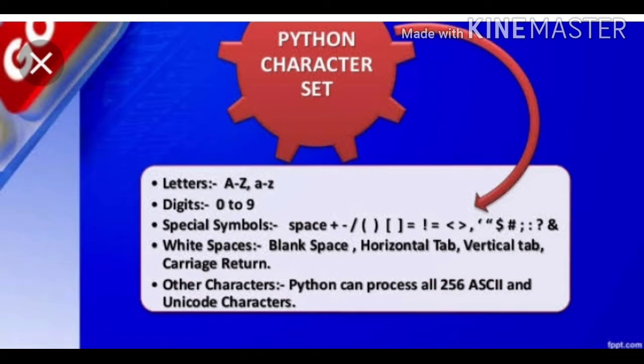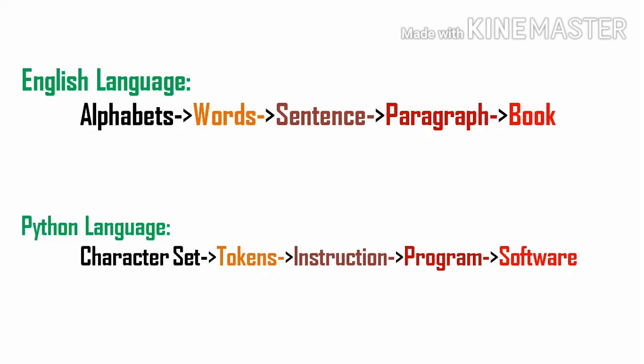Like in the English language, the unit is an alphabet that forms words. A combination of words is a sentence. A combination of sentences is a paragraph. And a combination of paragraphs is a book. Like in the Python language, the unit element is a character set, which forms tokens. The tokens form instructions. Then they go into a program, and a combination of programs we can call software.